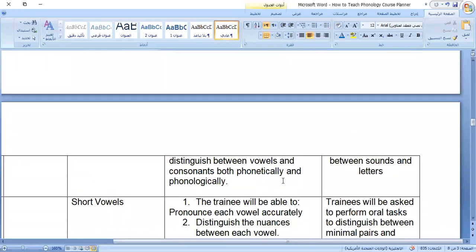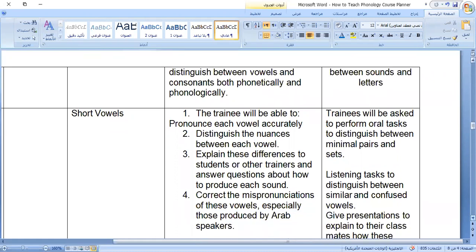The trainee will be able to distinguish between vowels and consonants, both phonetically and phonologically. What is the meaning of a vowel, what is the meaning of a consonant, consonant sounds and vowel sounds? How can you differentiate between them? This is very important to know before starting to study. After that, in the second session, we're going to study short vowels.